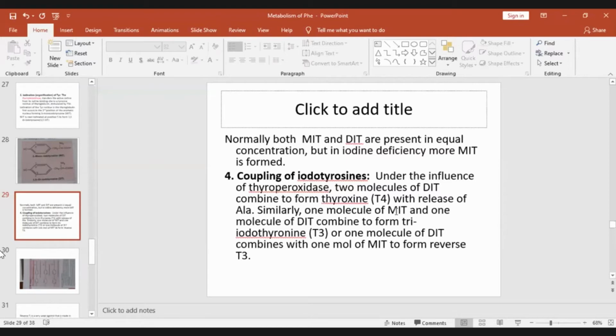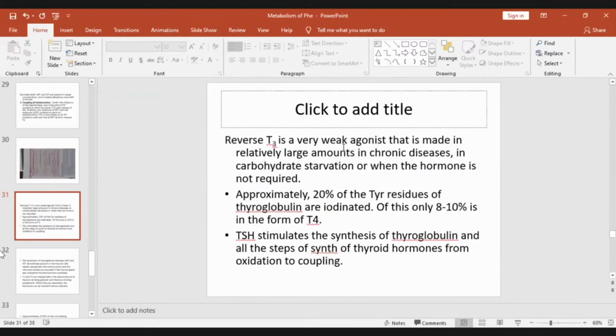This you should remember. First one monoiodotyrosine should combine with the diiodotyrosine. But if one molecule of diiodotyrosine combines with one molecule of monoiodotyrosine, that is, if the order is reversed, it forms reverse T3, which is an ineffective form of T3. Reverse T3 is a very weak agonist that is made in relatively large amounts in chronic diseases, in carbohydrate starvation, or when the hormone is not required. Approximately 20% of the tyrosine residues of thyroglobulin are iodinated. Of this, only 8 to 10% is in the form of tetraiodothyronine, that is thyroxine.